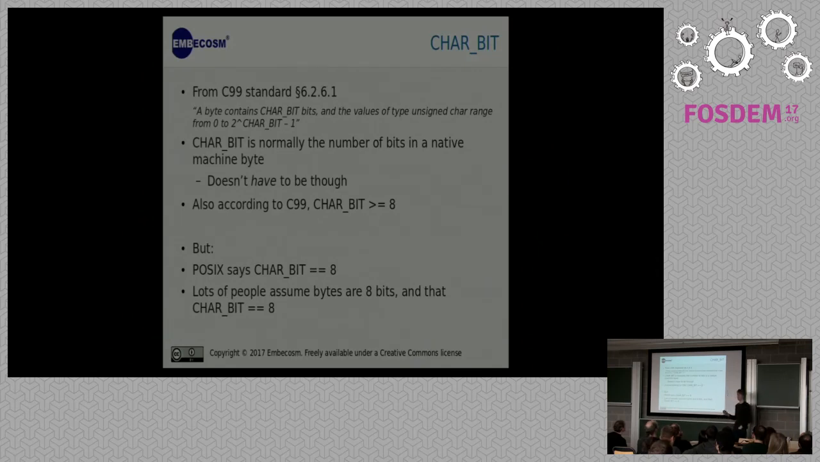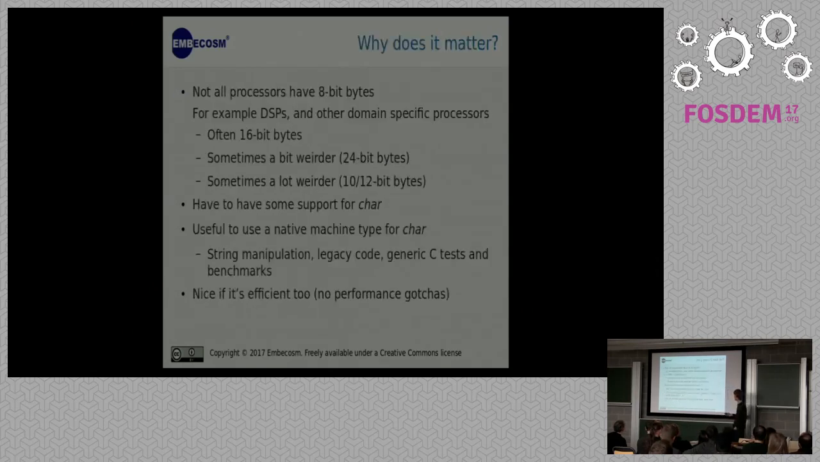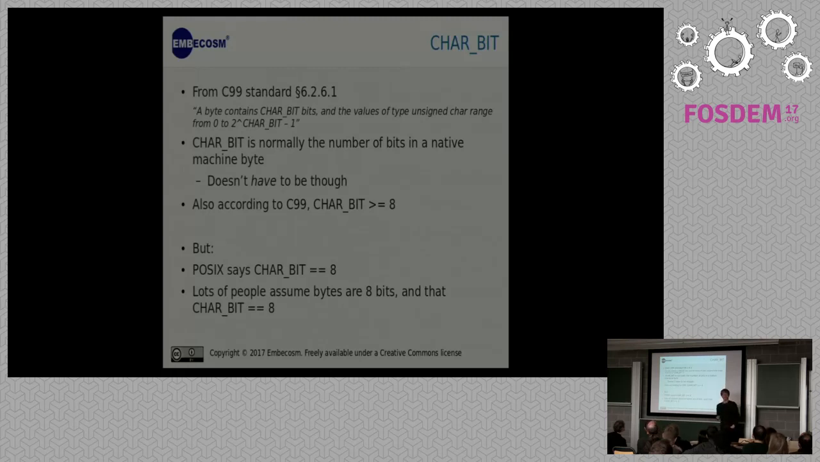I mean, your C can be targeting some slightly more abstract machine, where it doesn't map directly down to machine sizes. Also, according to the C99 standard, and I think the older standards as well, this is at least 8. I think at the outset of C you could get away with 7. I believe there are some really weird architectures with less, but for the most part it's at least 8. POSIX says that it must be exactly 8.